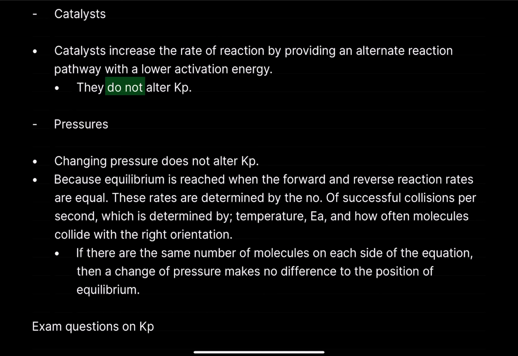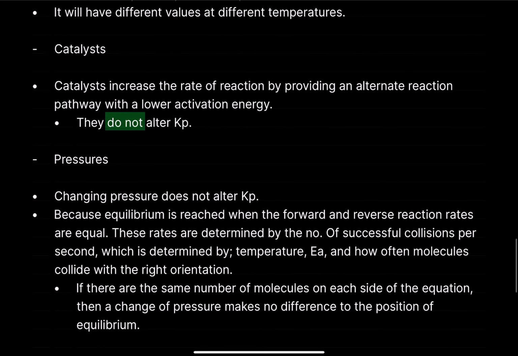It's because equilibrium is reached when the forward and reverse reaction rates are equal. In dynamic equilibrium, the rates of the forward and backward reactions are equal, and these rates are determined by the number of successful collisions per second, which is determined by temperature, activation energy, and how often the molecules collide with the right orientation. So if there are the same number of molecules on each side of the equation, then a change of pressure makes no difference to the position of equilibrium. Hopefully that makes sense. And that's it for this part of the video.